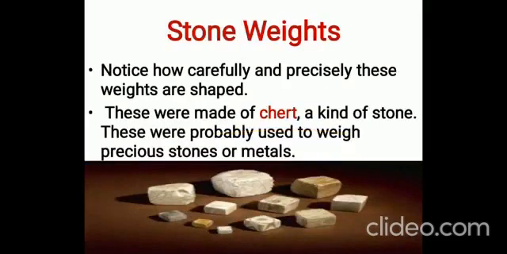Now, what are stone weights? Notice how carefully and precisely these weights are shaped. You can see in this picture how carefully and precisely these weights are shaped. These were made of chert, a kind of stone. These were probably used to weigh precious stones or metals. So these were used as stone weights for weighing precious stones or metals at that time.